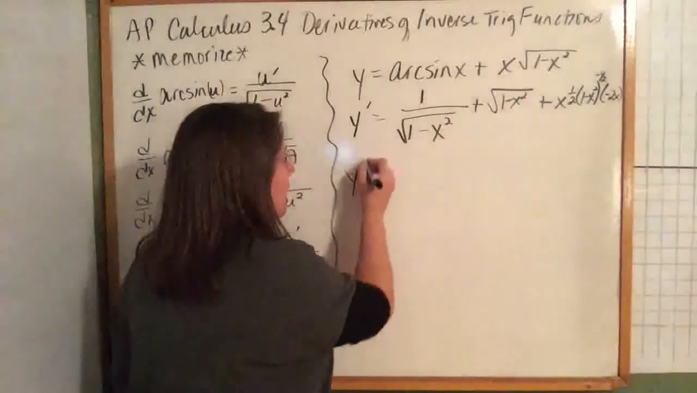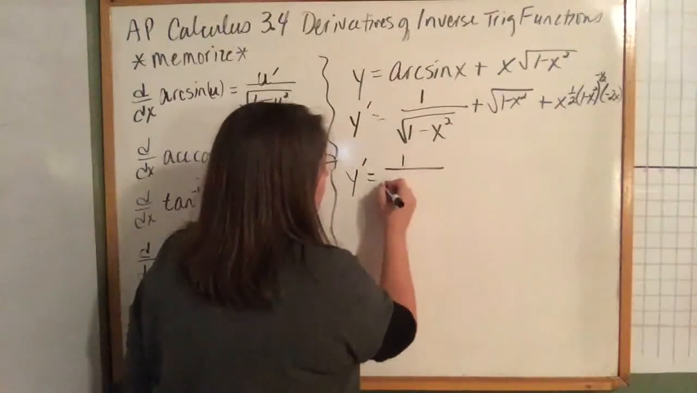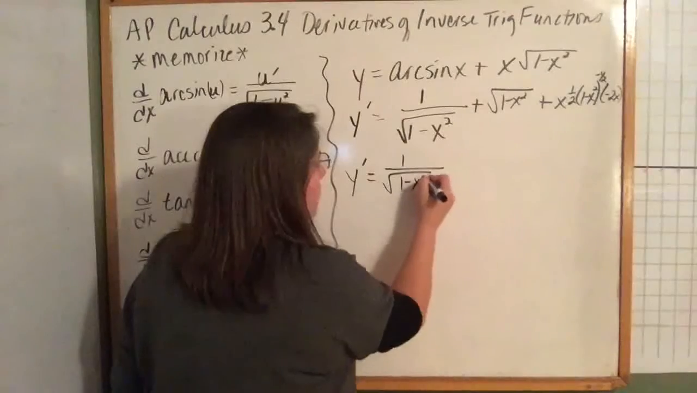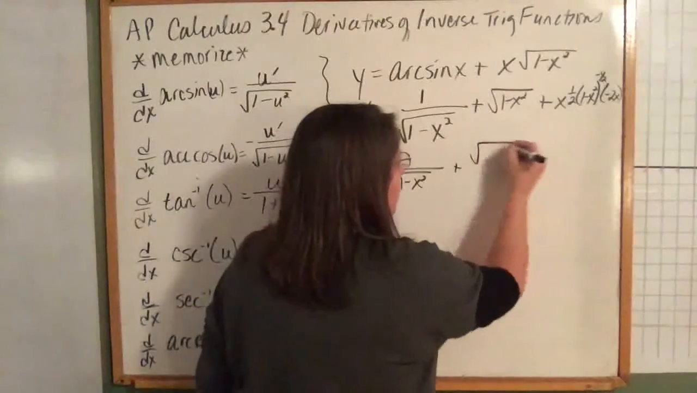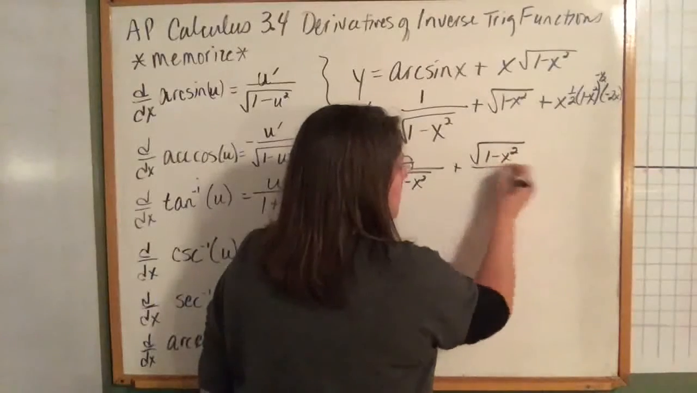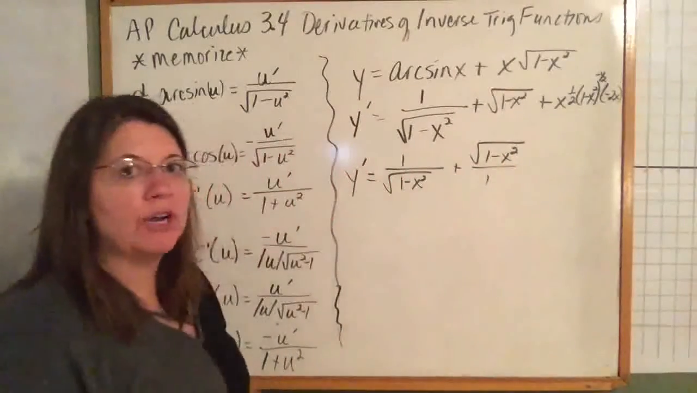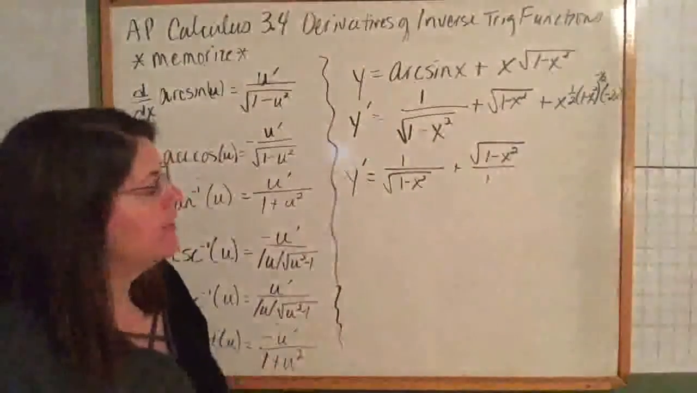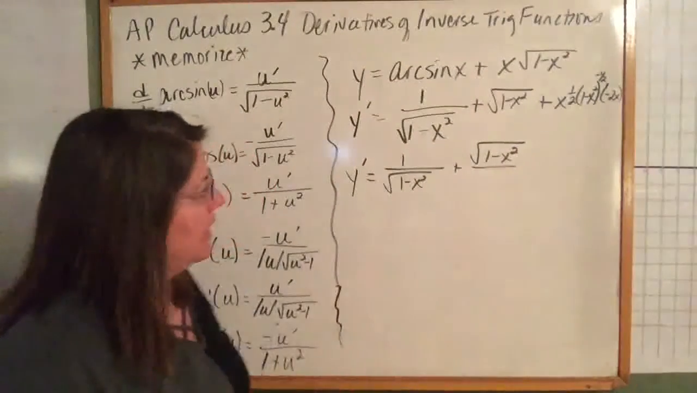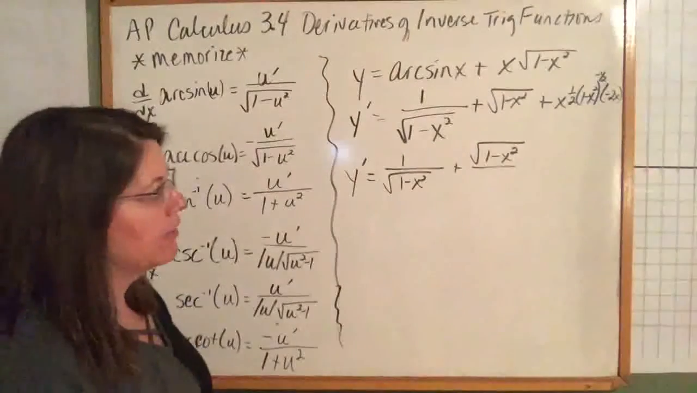So we've got y prime equals 1 over the square root of 1 minus x squared plus that square root of 1 minus x squared, that's understood to be over 1. We're going to get a common denominator to simplify this a little bit. So I need to understand that that's over 1. I won't leave it there. I'll put the common denominator in.